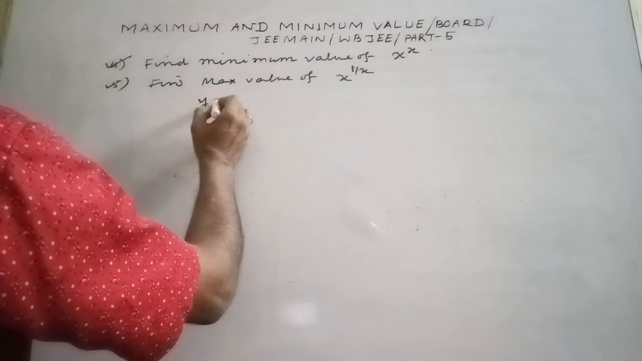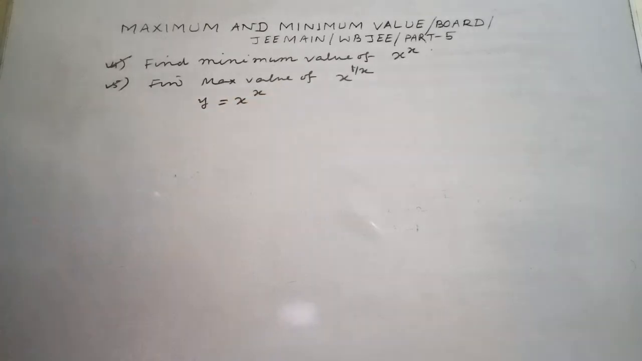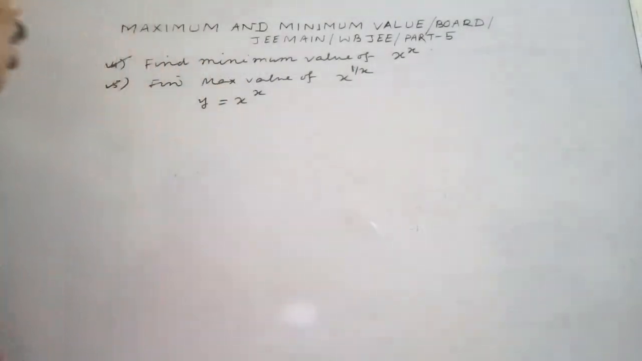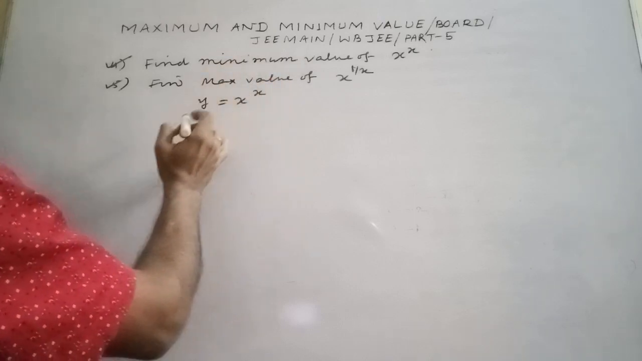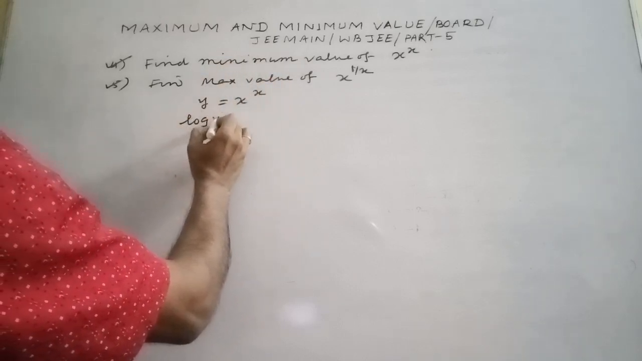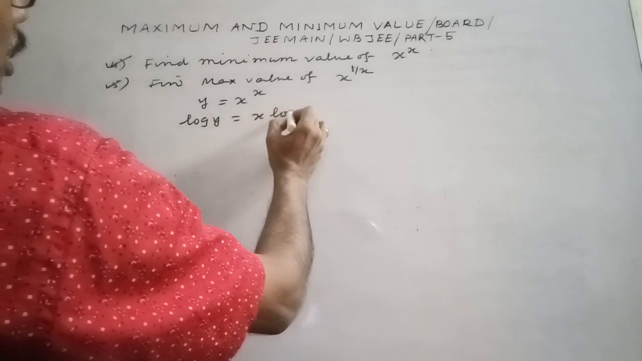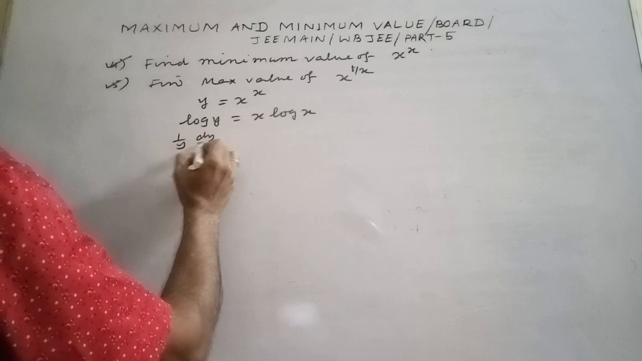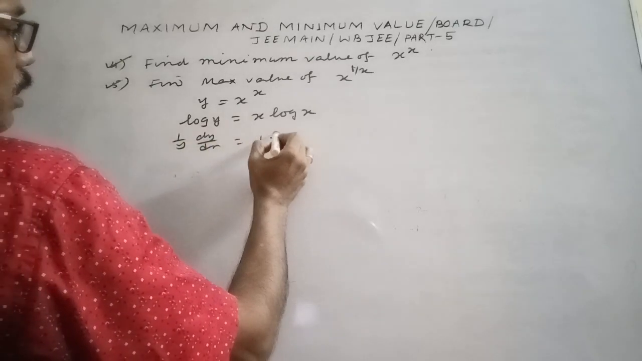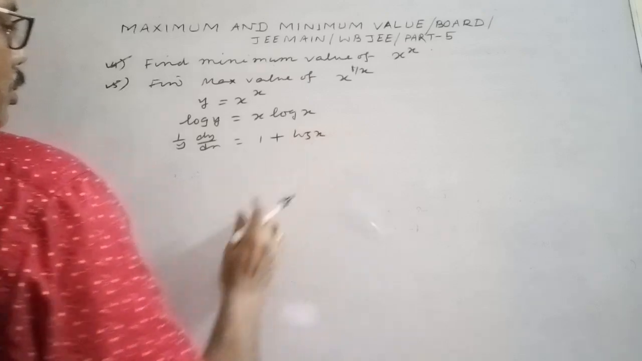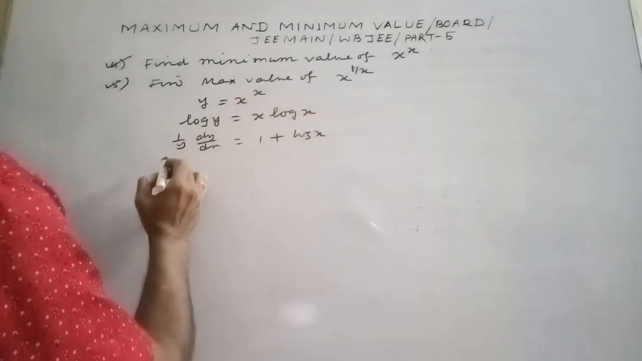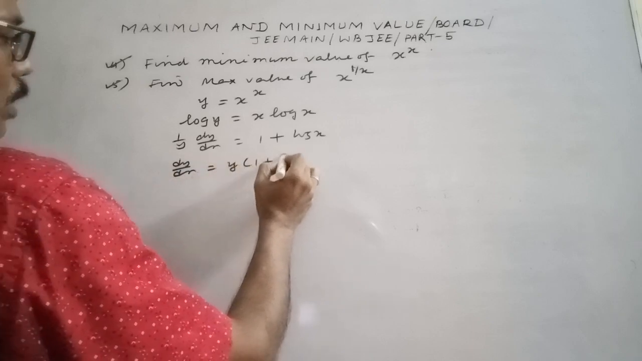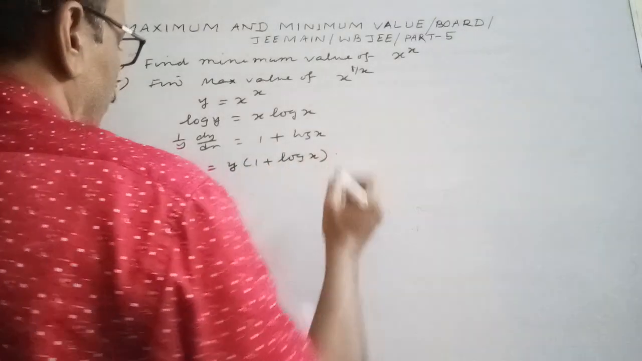So problem number 4. y equals x to the power x. So base and variable are functions of x, so you have to take log on both sides. log y equals x log x. So 1 by y dy/dx equals x into 1 by x plus log x into 1. So dy/dx equals y into (1 plus log x).